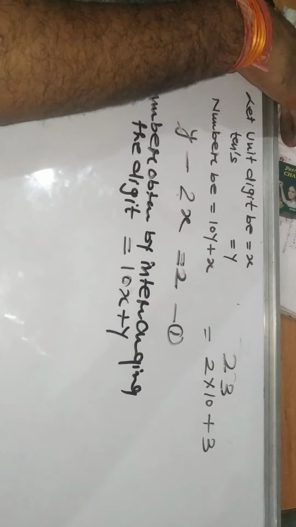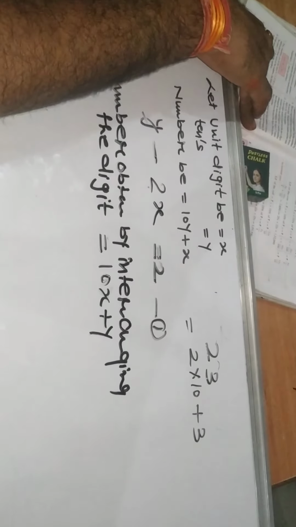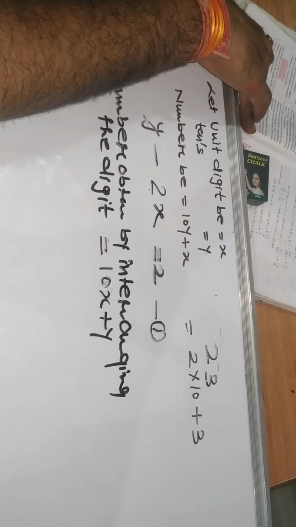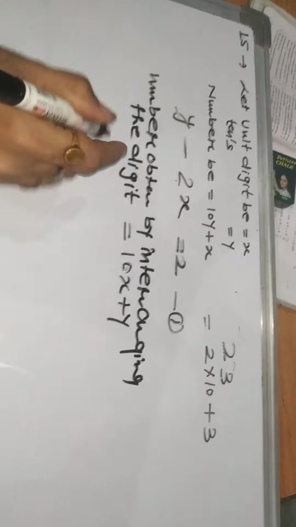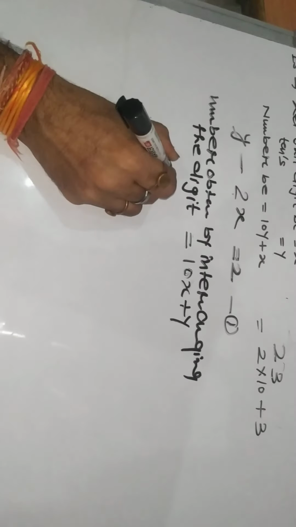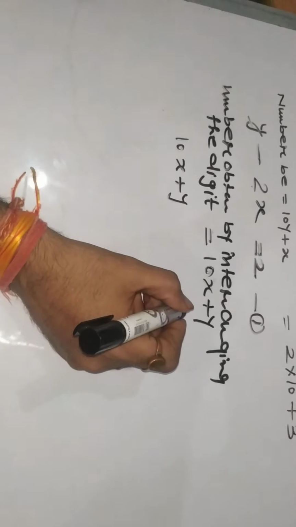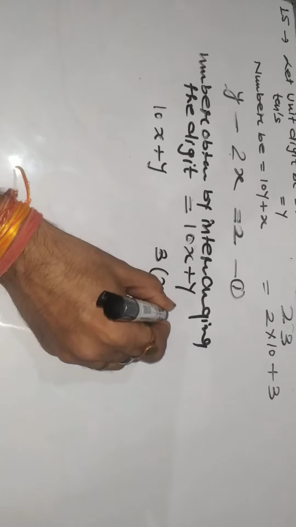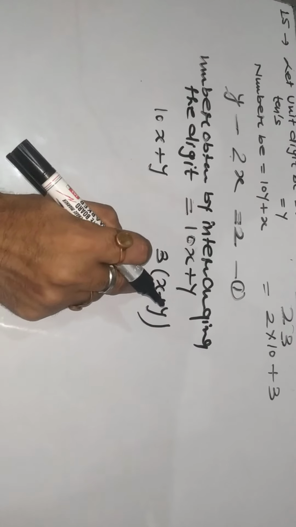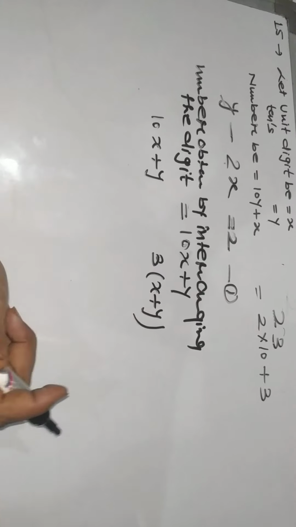The sum of the number and the number obtained by interchanging the digits is 5 more than 3 times the sum of the digits. So this number is 10x plus y, which is 5 more than 3 times the sum of the digits. The sum of the digits is x plus y. 3 times means multiply by 3.